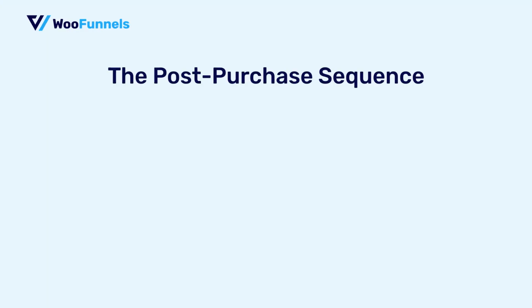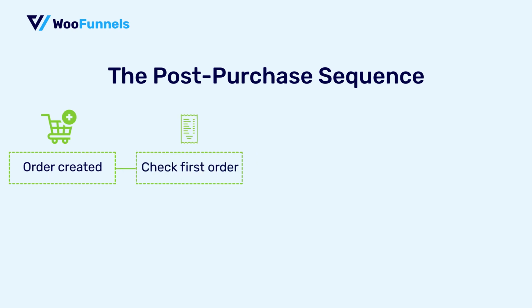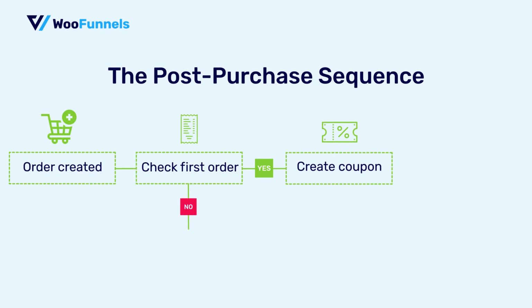So the automation that we are building here, or the workflow that we are building here in this tutorial, is actually very simple. It's a post-purchase workflow in which once an order gets created, we will check whether it's their first order. If it's their first order, then we will incentivize them with a coupon code. So we will create a coupon code and send it out in our email.